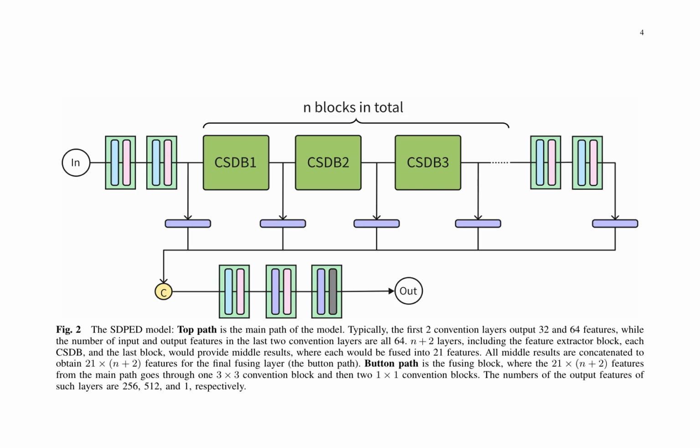The main path includes a feature extractor block, followed by n+2 layers, which comprise multiple cascading skipping dense blocks, CSDBs, and a final block. Each CSDB outputs 21 features, resulting in 21 times n+2 features for the final fusing layer after concatenation. The bottom path, or fusing block, processes these concatenated features through a 3x3 convolution block, followed by two 1x1 convolution blocks, yielding output feature dimensions of 256, 512, and 1, respectively.